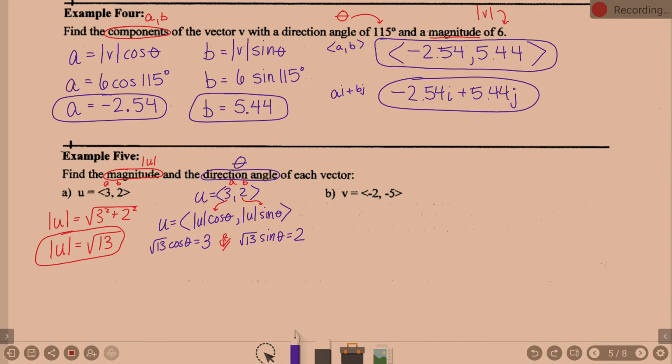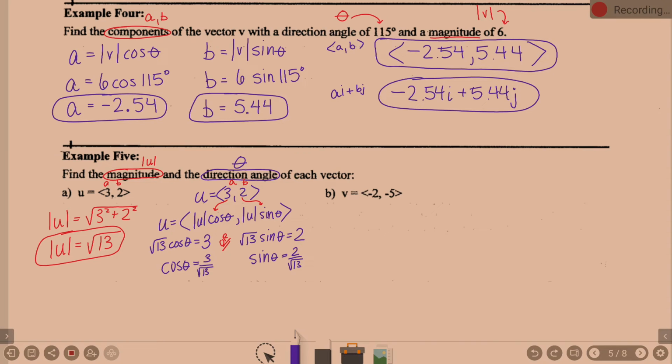One option is that cosine of theta equals 3 divided by square root of 13. The other option is that sine of theta is equal to 2 divided by the square root of 13.